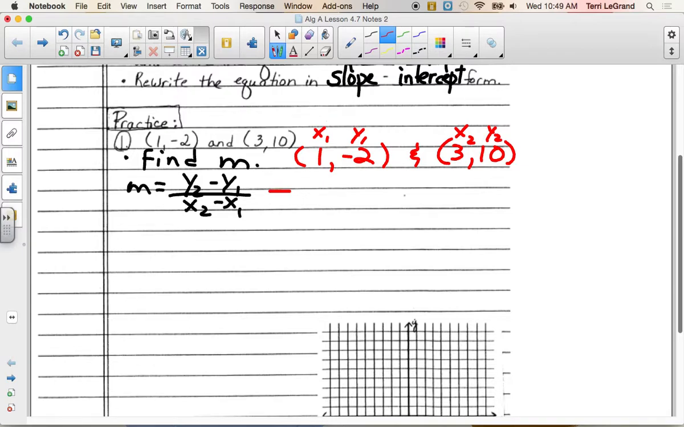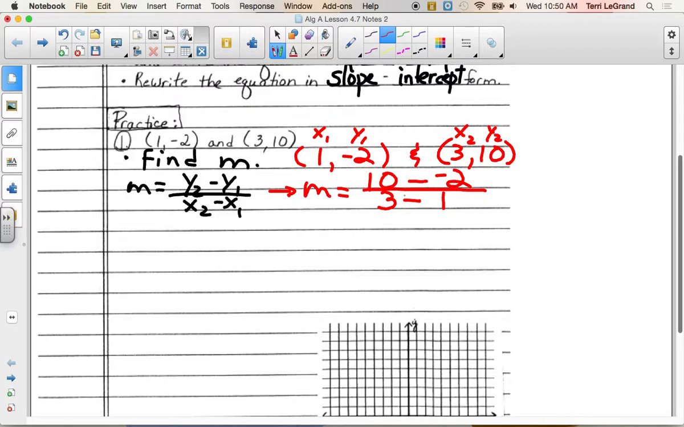So we will do m equals, what's going in for y sub 2? 10. Take away, we always have subtraction there to start with. And what are we going to take away from that? The y sub 1, which is -2. And then downstairs we have the x sub 2, which is 3, and we take away the x sub 1, which is 1. Okay.